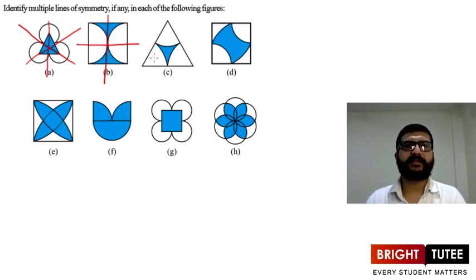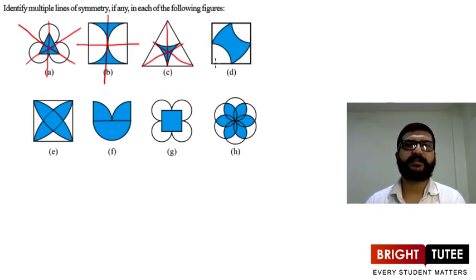Now the next one, here we can have one line of symmetry as this one. And can we have any other line of symmetry? Yes, we can have other lines of symmetry like this. One can be like this and another one can be like this. So these are the lines of symmetry for this figure.